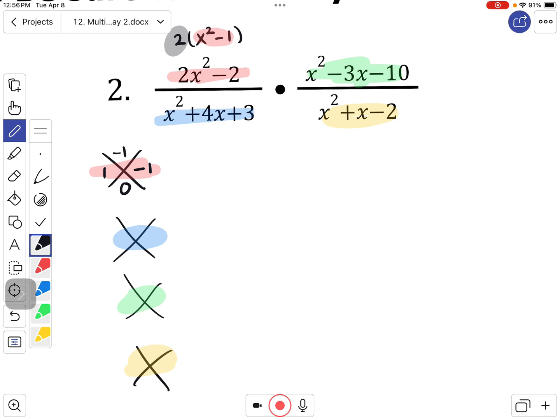Let's move on to our blue one. I have a 3 for my top, a 4 for my bottom. Two numbers that multiply to 3 and add to 4. 1 and 3. Okay, let's do our green.